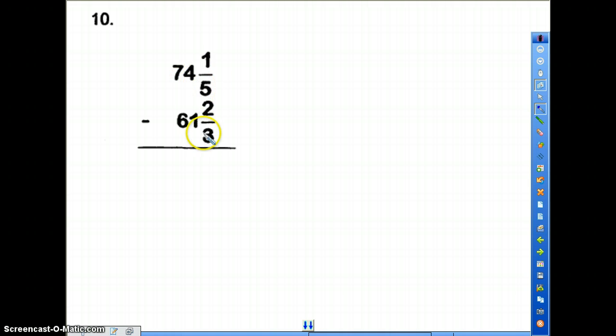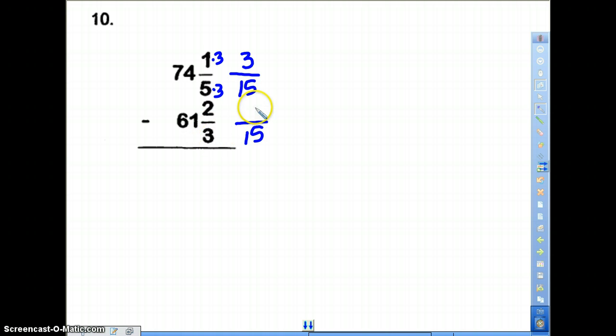Okay, let's see. First thing we need to do, if we're going to subtract, what's the first thing we need to do? Yeah, we need common denominators. Between 1/5 and 2/3, what's your common denominator? Yeah, 15. So, what'd you multiply 5 by to turn it into 15? Yep, so I got to do that up here. 1/5 is the same as 3/15.